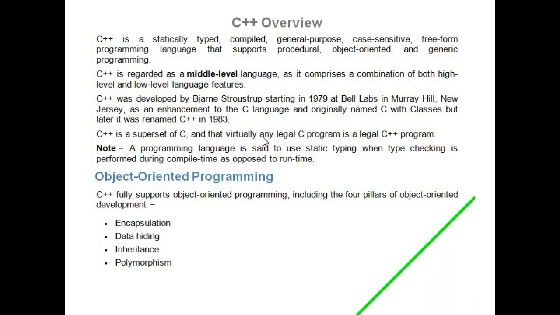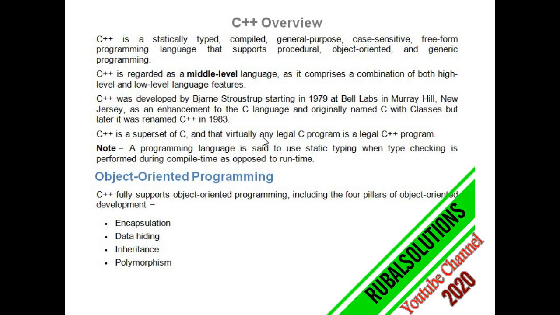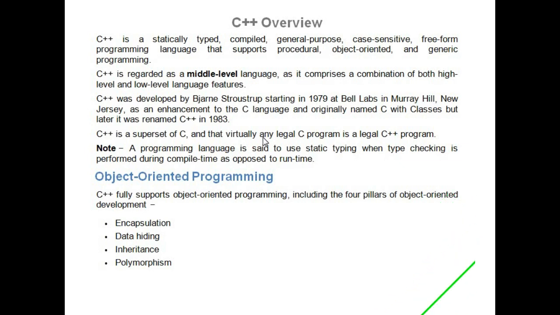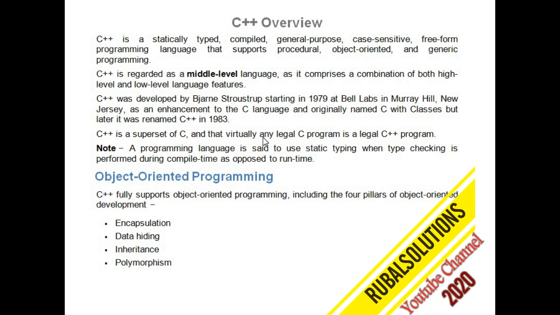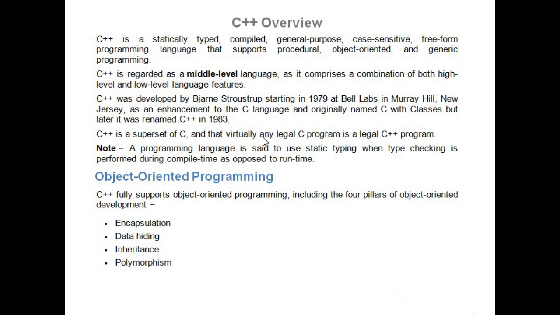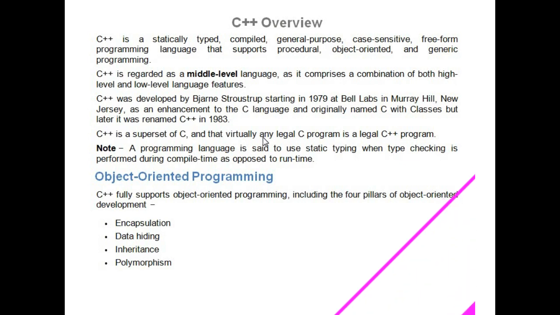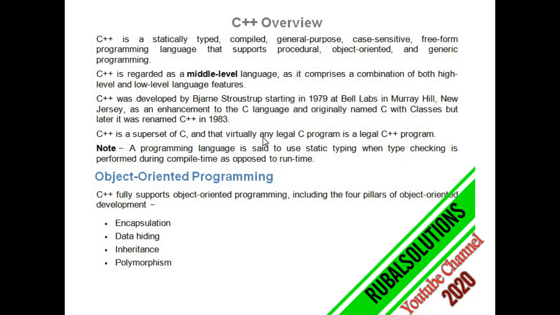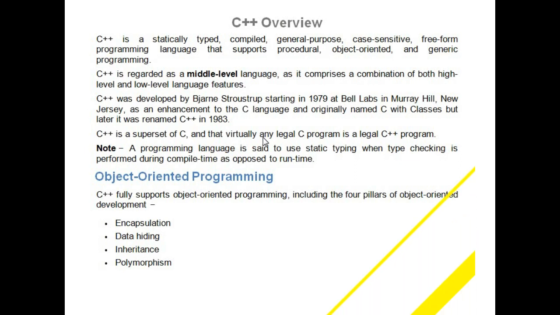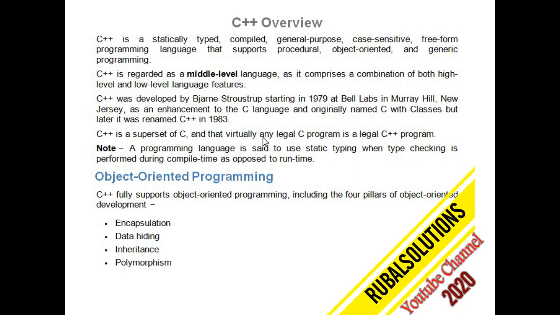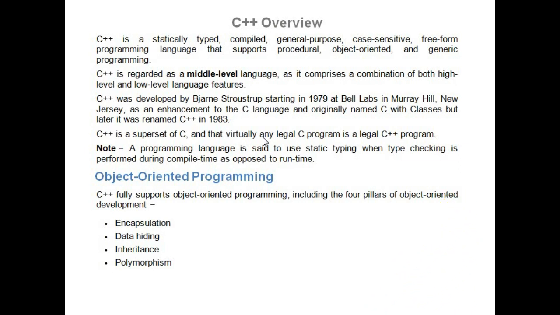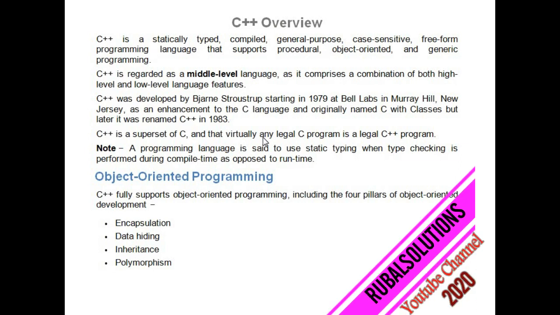starting in 1979 at Bell Labs in Murray Hill, New Jersey, as an enhancement of the C language and originally named C with classes, but later it was named C++ in 1983. 1983 को इसको C++ का नाम दे दिया गया और पहले इसको बोलते थे C with classes. C++ is a superset of C, and virtually any legal C program is a legal C++ program.